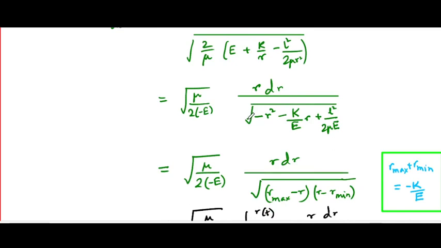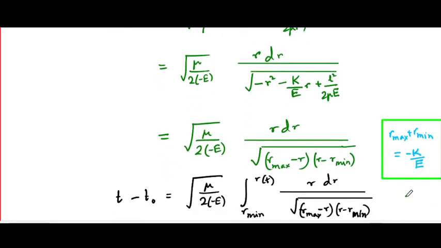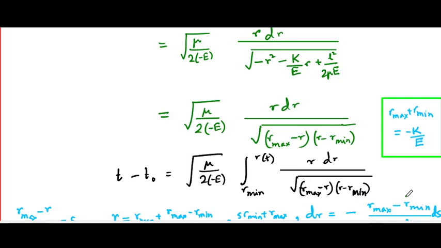Just rewrite this quadratic as r max minus r into r minus r min, keeping the sign minus r square in mind. And here r max plus r min is easily seen to be minus k over e, which is a positive number of course, k being positive but e negative. Of course, this also tells us what r max times r min is, but we will not need to use that right now. What we need to do now is integrate this expression for dt from time t0 at which we are assuming r is equal to r min to a time t at which r is equal to rt, and this is the integral that we need to carry out.